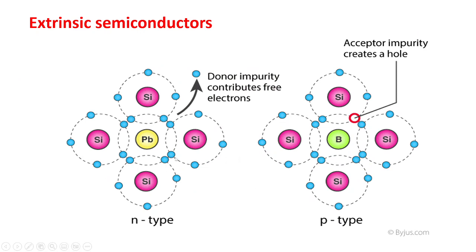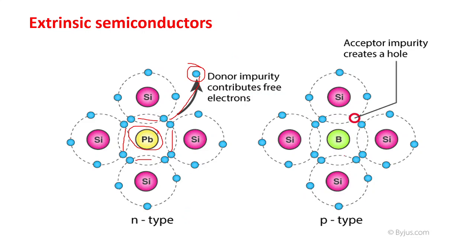Like we talked about the n-type material, there is another material we use here, lead. It has 5 electrons on its outermost orbit. So 4 of the electrons will make a covalent bond with the 4 atoms of silicon, and then we will have 1 extra free electron that will contribute to an n-type semiconductor.